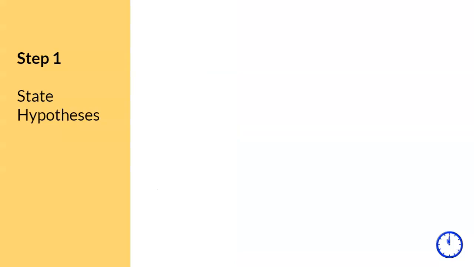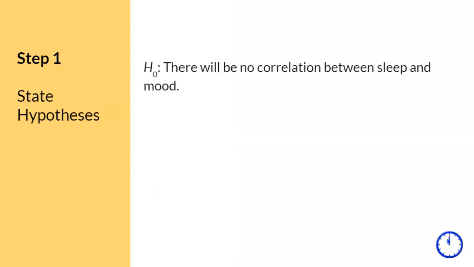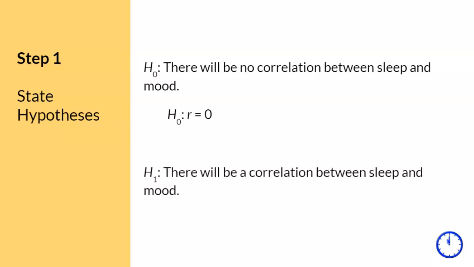Step 1. Since we are studying the correlation between sleep and mood, the hypotheses will include these variables. In notation, if there is no correlation, then R equals 0. The research hypothesis will reflect that there is a correlation. And in notation, if there is a relationship, then R should not equal 0.